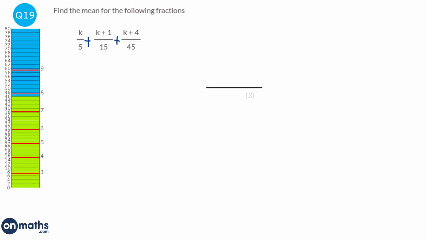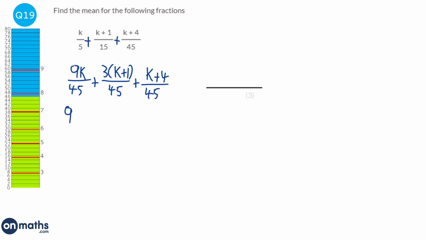So we're going to times top and bottom of the first one by 9. So we end up with 9k over 45. We're going to times top and bottom by 3. And so it would be 3 brackets k plus 1 over 45. And the last one is over 45, so we don't need to do anything for that.